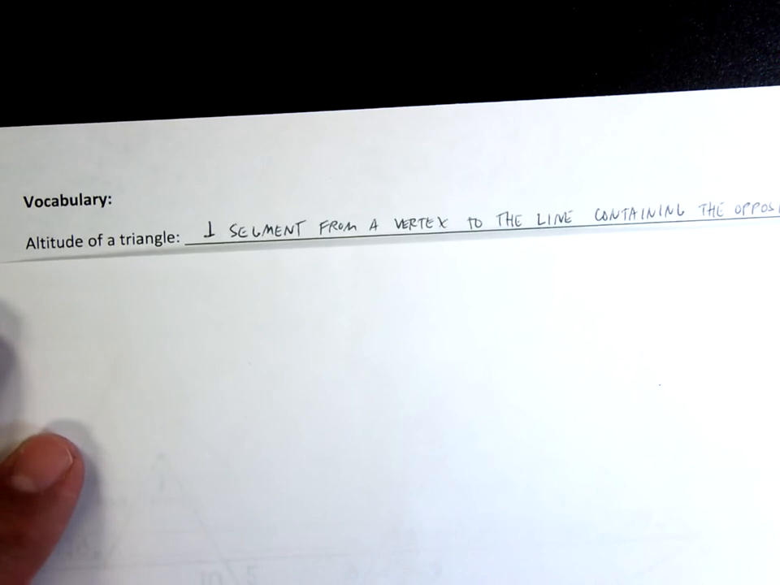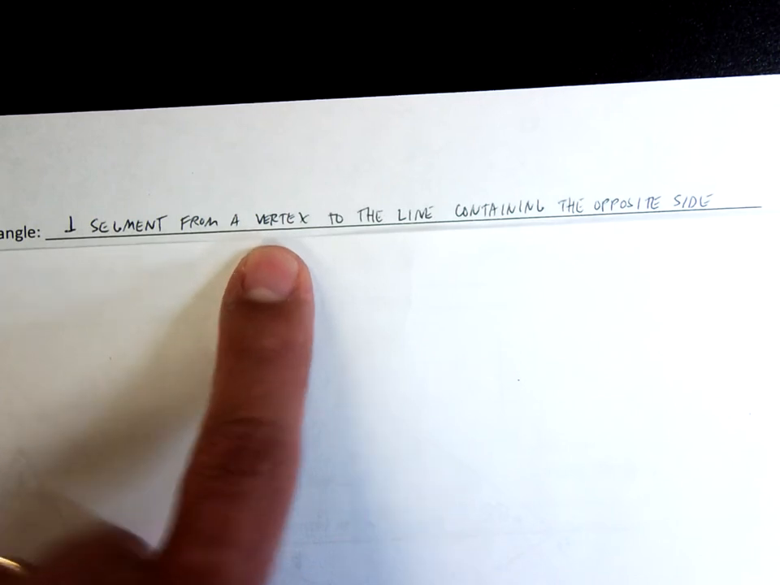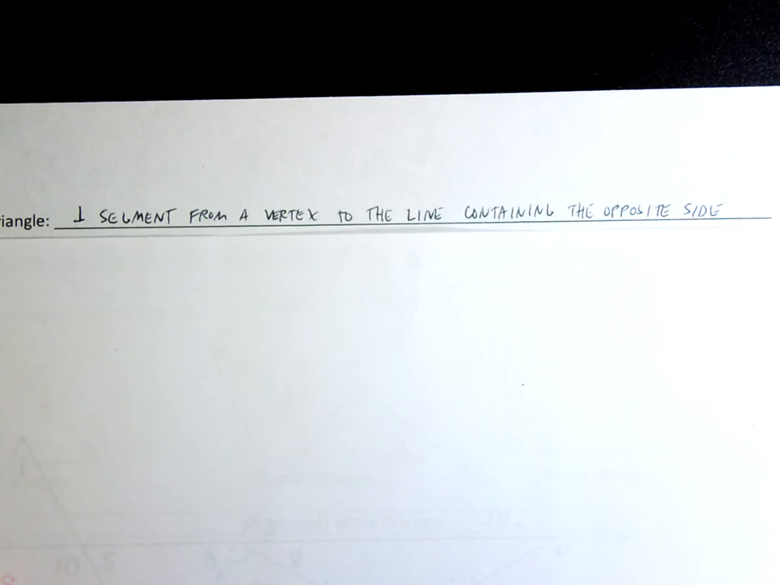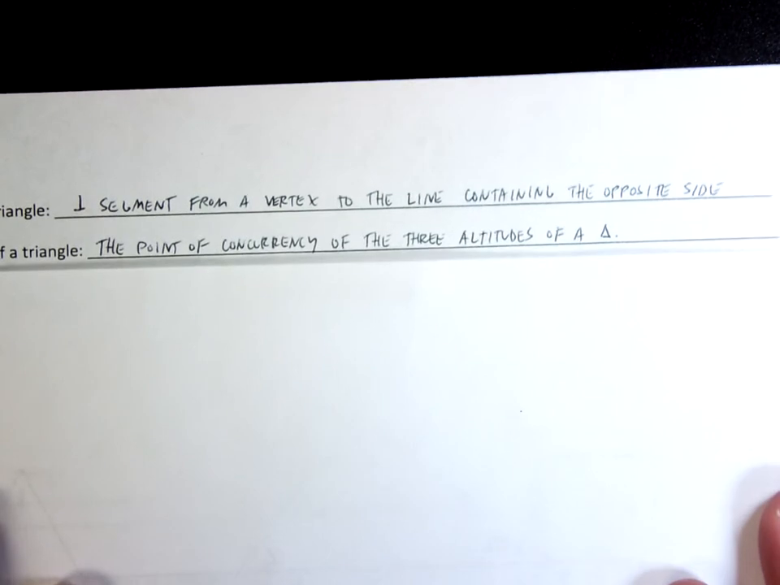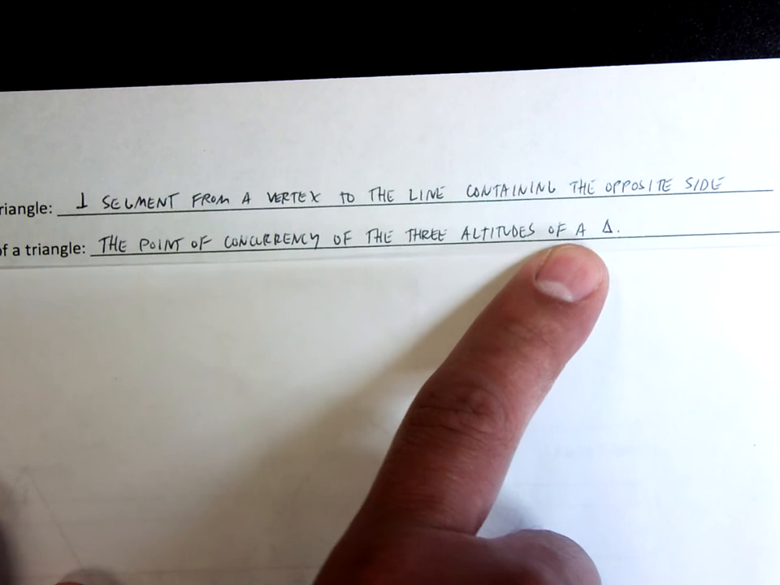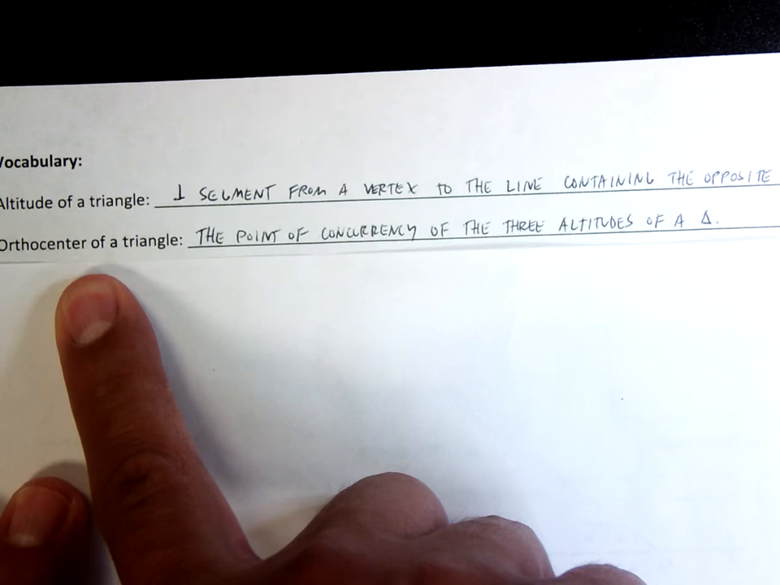One more type of triangle center, and this deals with altitudes and orthocenters. The altitude of a triangle is the perpendicular segment from a vertex to the line containing the opposite side. So I start at the vertex of a triangle, I go towards the opposite side of the triangle, and it's perpendicular to the line containing the opposite side. And the orthocenter is the point of concurrency of the 3 altitudes of the triangle. So it's where the 3 altitudes touch. That's called the orthocenter of the triangle.